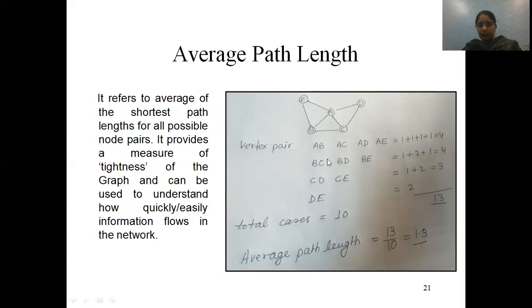For the C node, it is CD and CE, because CB has already been taken and CA already considered. So we are taking CD and CE. In the same way we are calculating, and the sum is 3. For the D node, it is DE, so that is 2. We are taking the sum 4 plus 4 plus 3 plus 2, which is 13. And the total cases, these 4, 3, 2, 1, is 10. So the average path length will be 13 upon 10, that is 1.3. This is how we calculate average path length in graphs.